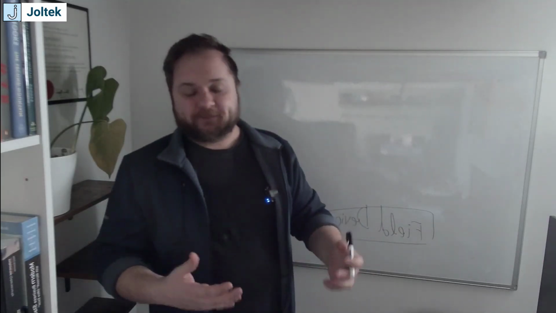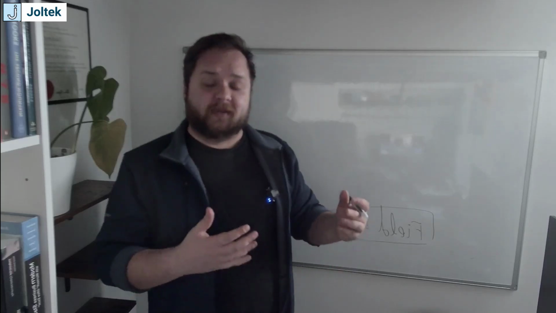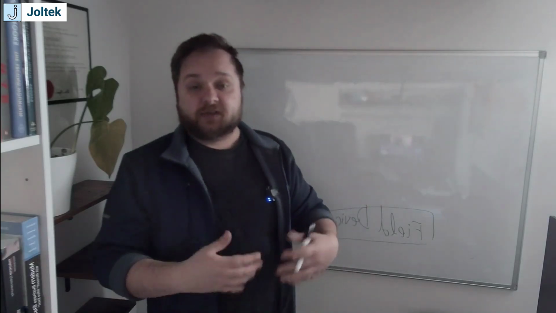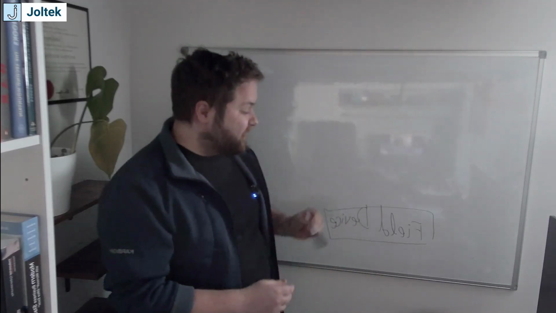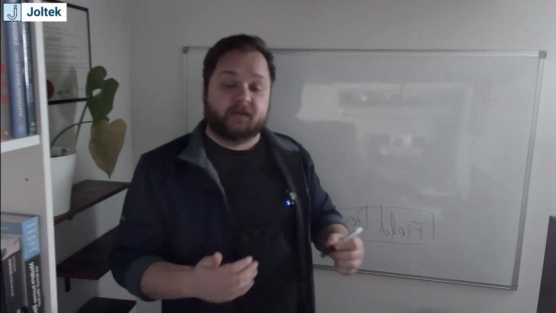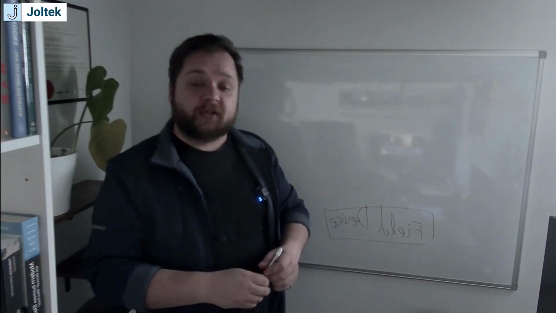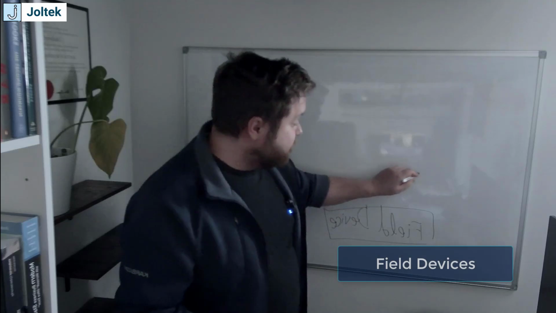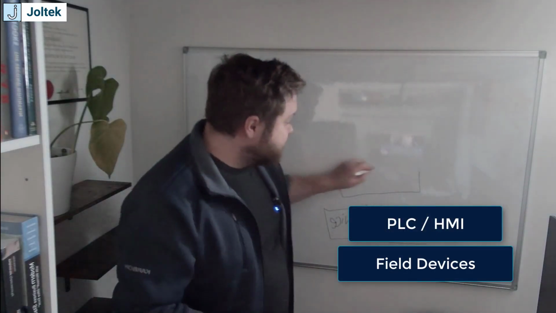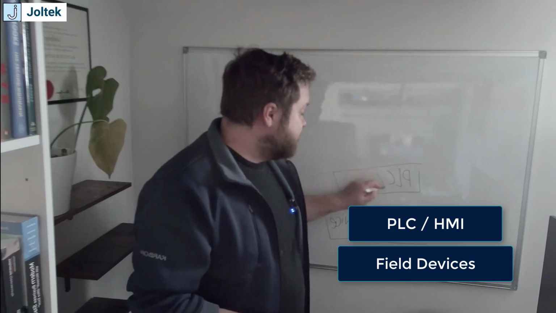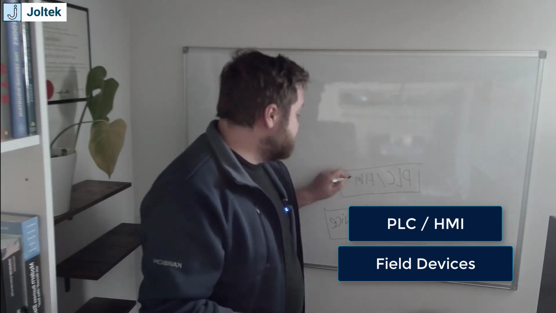Over the last couple of years, I would even dare say decades, devices have been getting smarter and smarter, but ultimately field devices are not going to make the decisions that need to be made on how the process operates. And that's where the next layer comes in. So here I'm going to draw a slightly smaller box, which is going to be your PLC and HMI layer. So here, PLC and HMI.